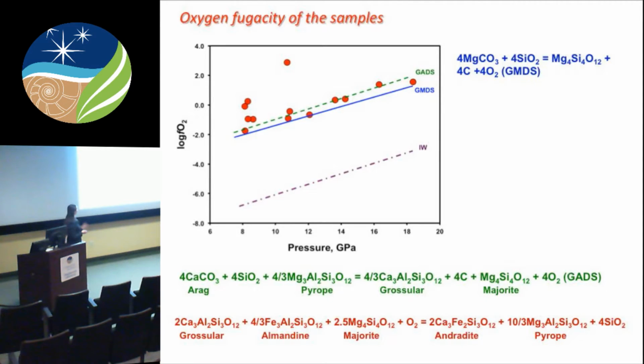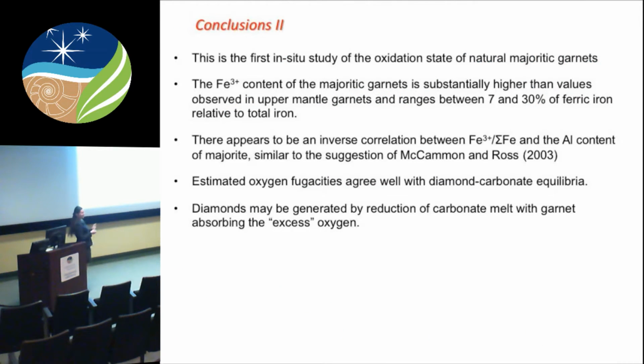And I think I'll finish with that, saying that there's still quite a bit of a puzzle, yet I'm quite confident with the fact that these are the first measurements of majoritic inclusions in situ for ferric and ferrous iron. They do prove the fact that the deeper we go, the more ferric iron enters their structure.